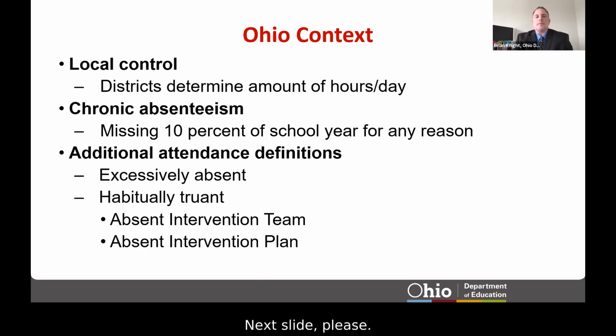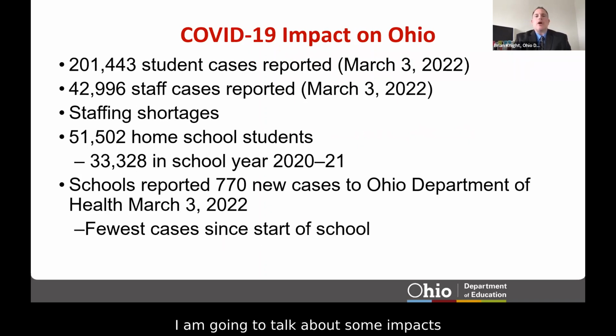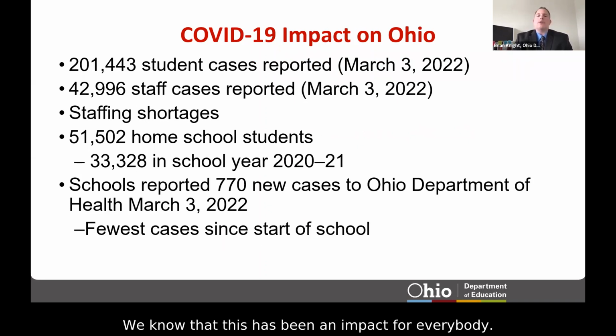Next slide, please. I am going to talk about some impacts that COVID-19 had on Ohio. We know that this has been an impact for everybody. The numbers that I have here came from the Department of Health, and they were as current as March 3rd, 2022. But as you can see, these are the numbers reported. We had 201,000 students who ended up testing positive for COVID, and we had almost 43,000 staff.